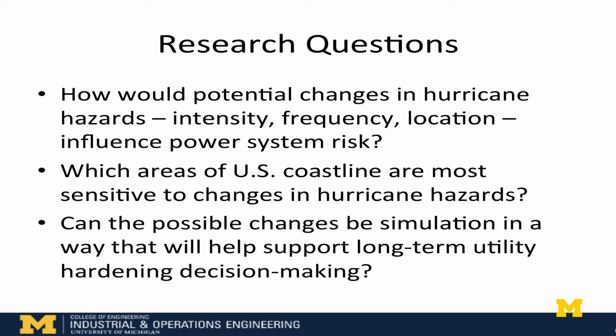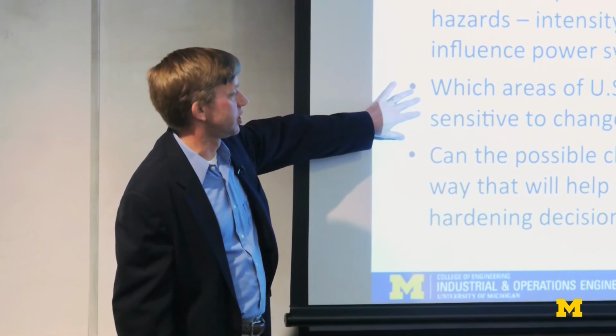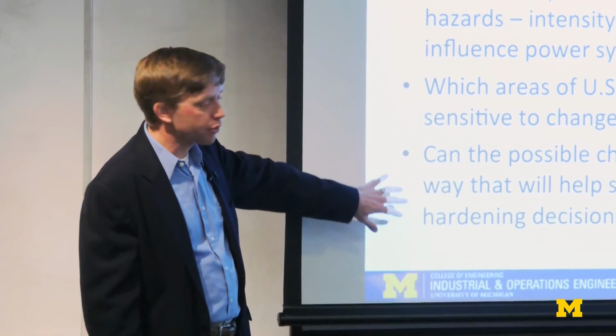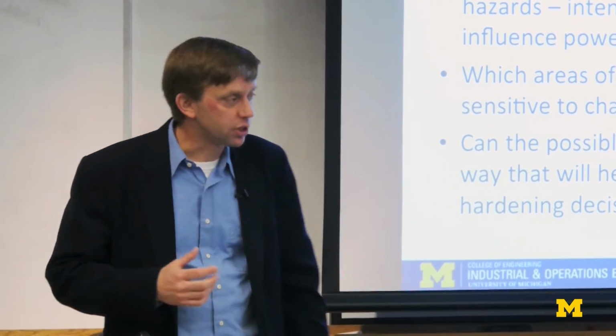That is, if hurricanes become more intense by a certain amount, how much more at risk is the coastal energy system, and is it uniform? Which areas are most sensitive to changes in hurricane hazards? And can we simulate these in a way that we can get some reasonable insights?